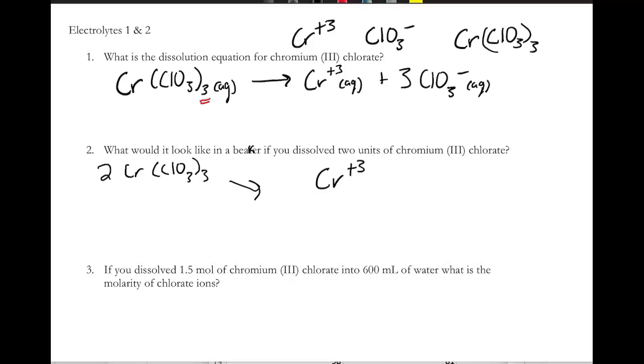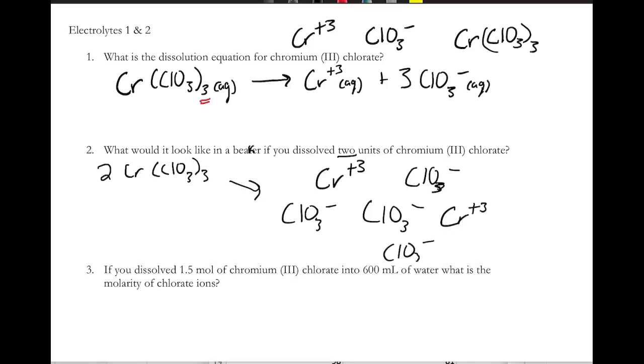I'd have a chromium and 3 chlorates from the dissolution of the first unit, but it told me that I had 2 units. So then I'm going to have another chromium and then 3 more chlorates hanging around. And why does this matter? This gives us a better idea of what's really happening and that we have all of these ions mixing and floating in our solution. All right, so let's go ahead and look at this last question.